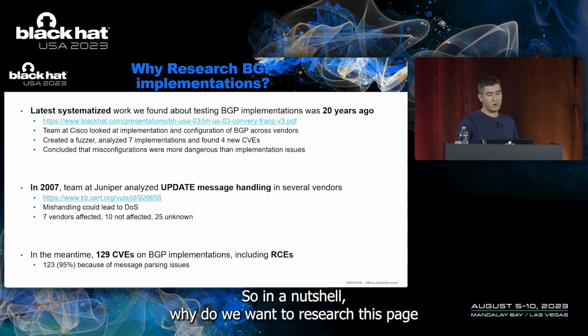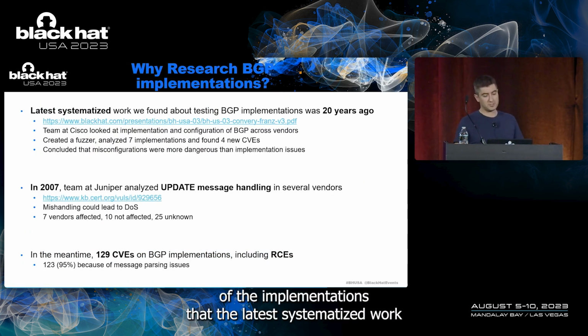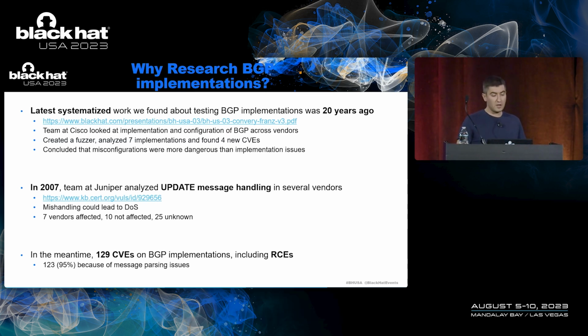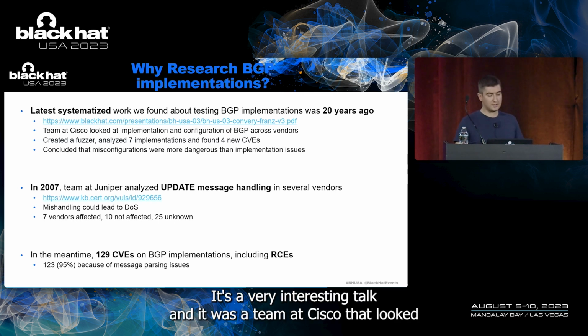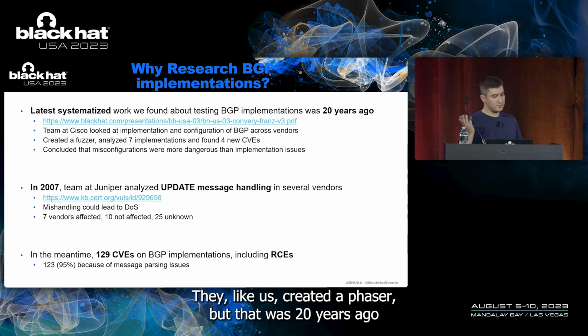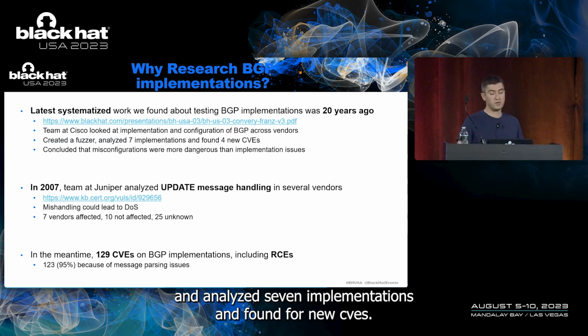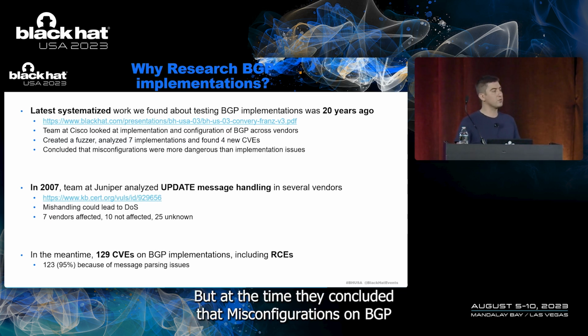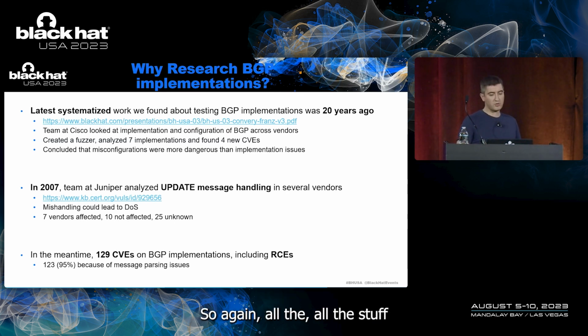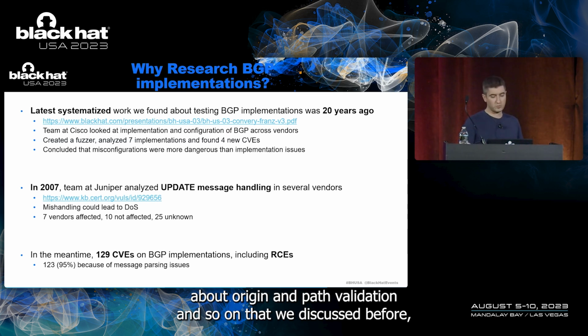So, in a nutshell, why do we want to research these BGP implementations then? The latest systematized work that we found about testing BGP implementations was actually 20 years ago here at Black Hat. And I invite you to have a look at that talk. It's a very interesting talk, and it was a team at Cisco that looked at implementations and configurations of BGP across some vendors. They, like us, created a fuzzer, but that was 20 years ago, and they analyzed 7 implementations and found 4 new CVEs, but at that time they concluded that misconfigurations in BGP were more dangerous than implementation issues, right? So again, all the stuff about origin and path validation and so on that we discussed before.